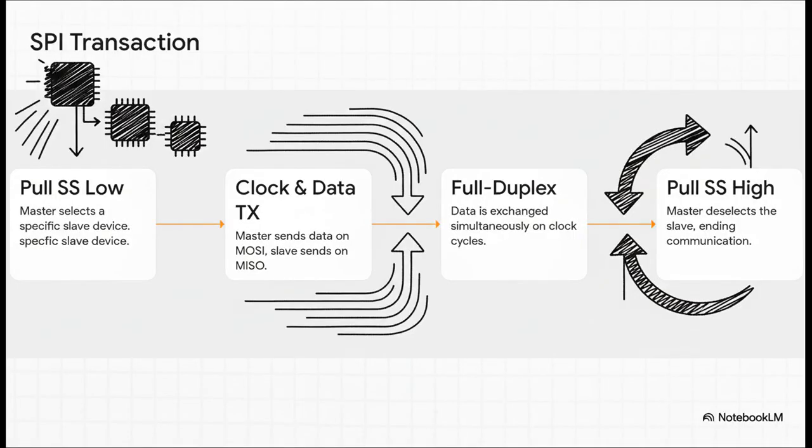And you can just see the difference in philosophy here. An SPI transaction is brutally efficient. Master pulls the line low to pick a device, then boom, it's just a raw stream of data flowing in both directions at the exact same time. That's what full duplex means. And when it's done, the master just pulls the line high, game over. No addresses, no acknowledgements, just pure, fast data transfer.